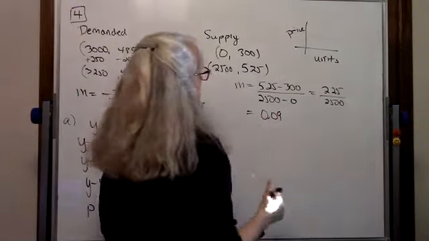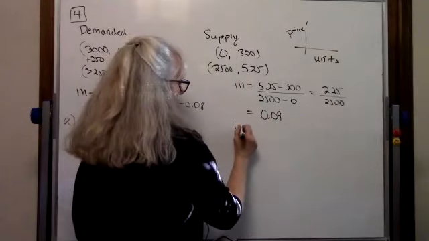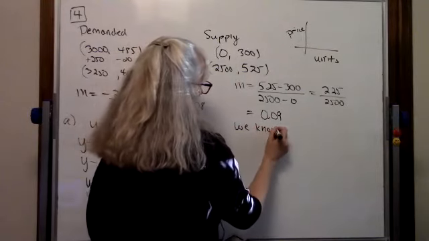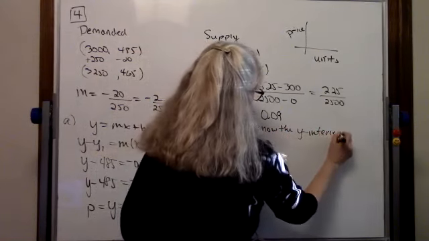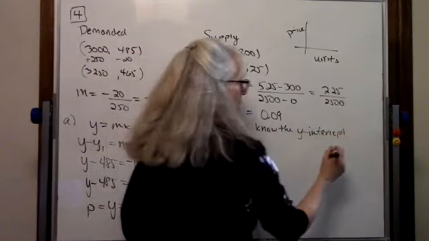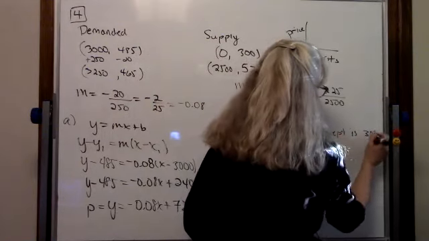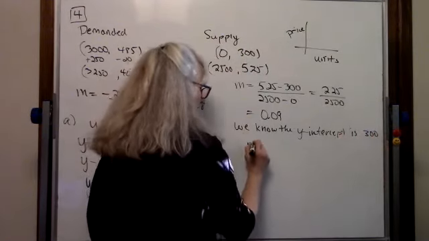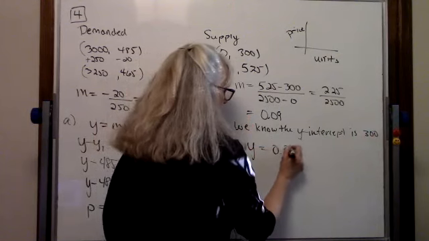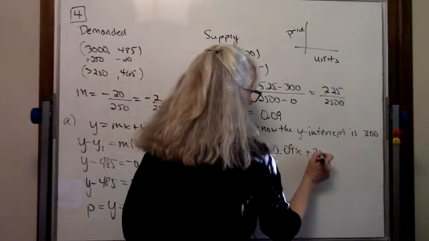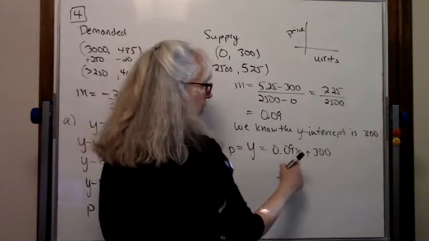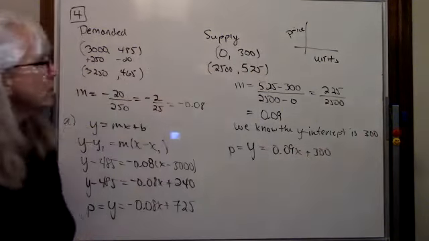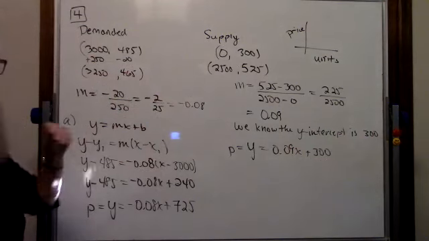Again, this is our supply. Notice it has a positive slope. We know the y-intercept, they gave it to us. So we know the y-intercept is 300. So our supply equation is y equals 0.09x plus 300. And again, the book is going to call that P for price. So P is equal to 0.09x plus 300. So there's the supply equation and the demand equation.